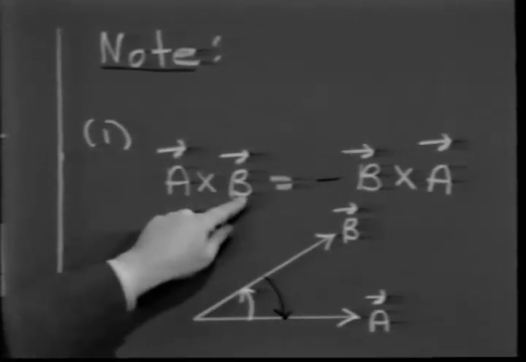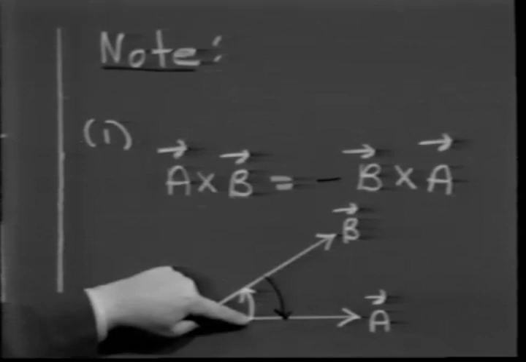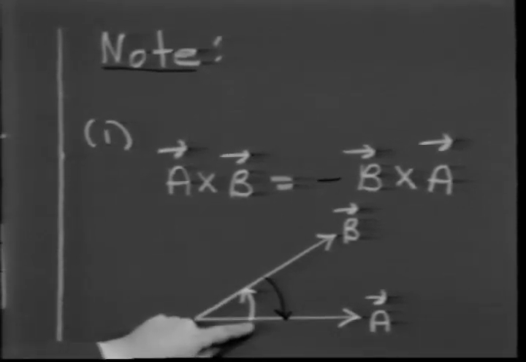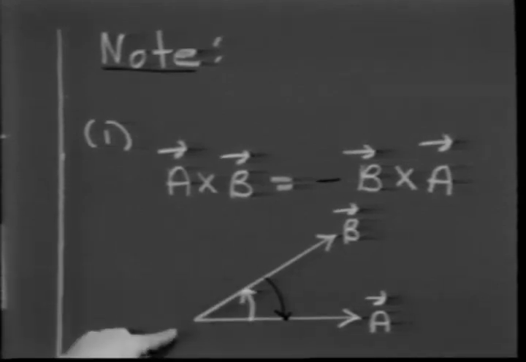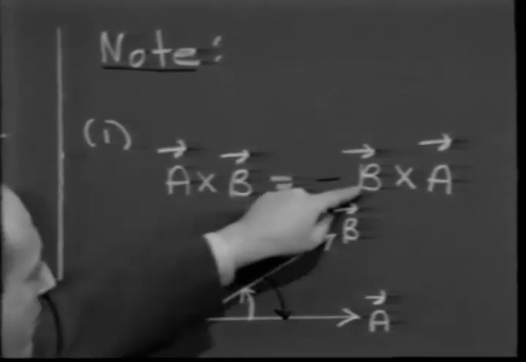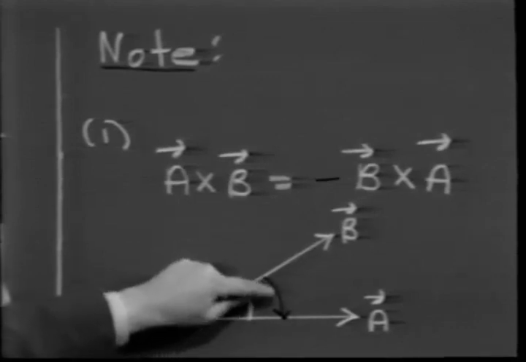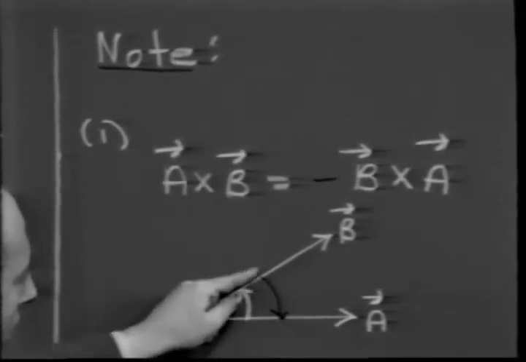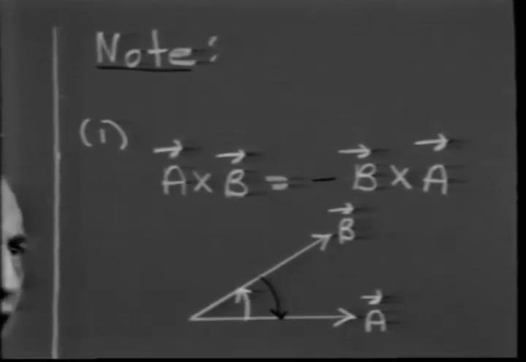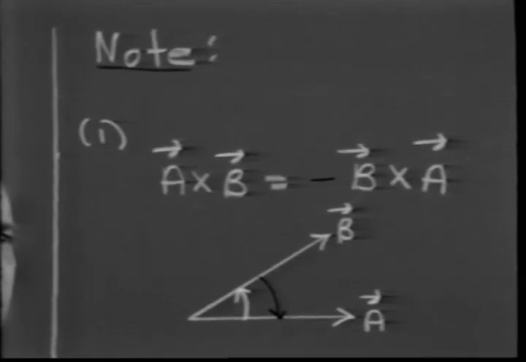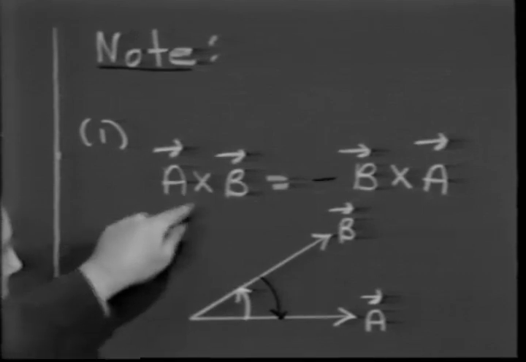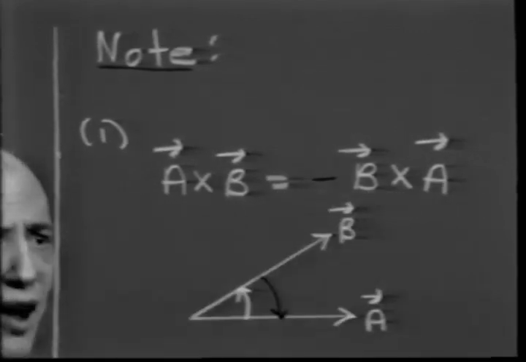Namely, A cross B tells us to rotate A into B through the smaller of the two angles, and in our particular diagram, that is the counterclockwise direction. On the other hand, B cross A says rotate B into A through the smaller of the two angles, and if we do that, notice that we get the clockwise direction. So B cross A and A cross B have the same magnitude, the same direction, but the opposite sense. That is, A cross B is the negative of B cross A.